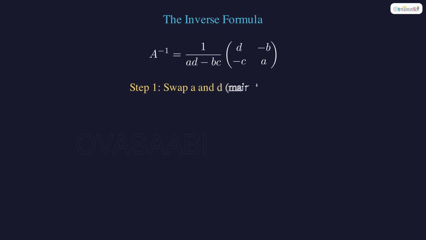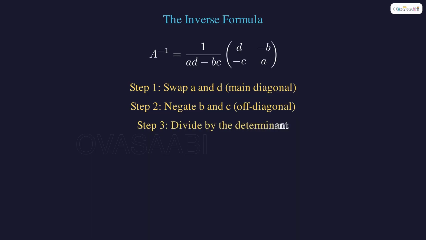Here is the inverse formula. Swap A and D on the main diagonal, then change the signs of B and C. Finally, multiply by 1 over the determinant.